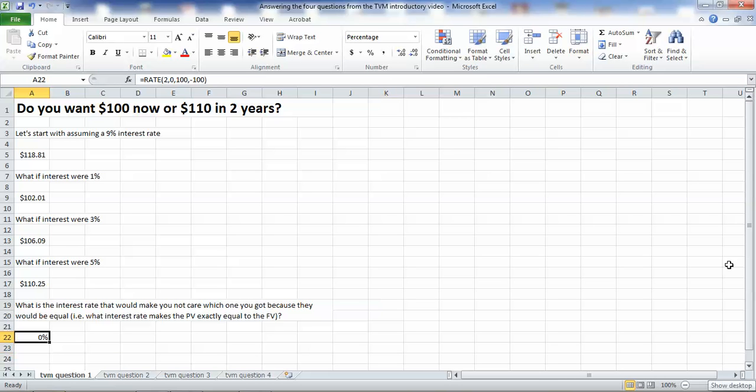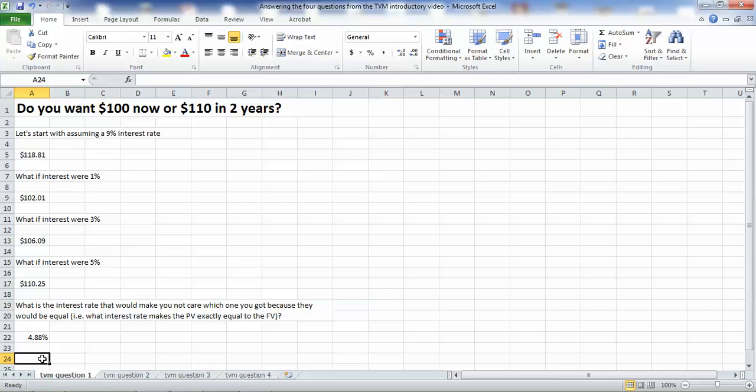And it says 0%. That doesn't look right. Let's try that again. Equals rate, number of periods 2, payment 0, present value 100, future value negative 110, close parenthesis. That looks better. 4.88%. And so if the interest rate is above 4.88%, we want to take the money now and pop it in the bank ourselves. If the interest rate is below 4.88%, then we want to wait and take the money in 2 years at $110. And if it's exactly equal to 4.88%, we don't care.